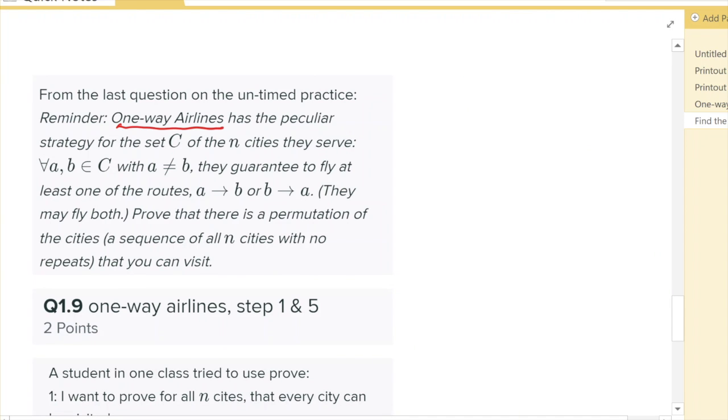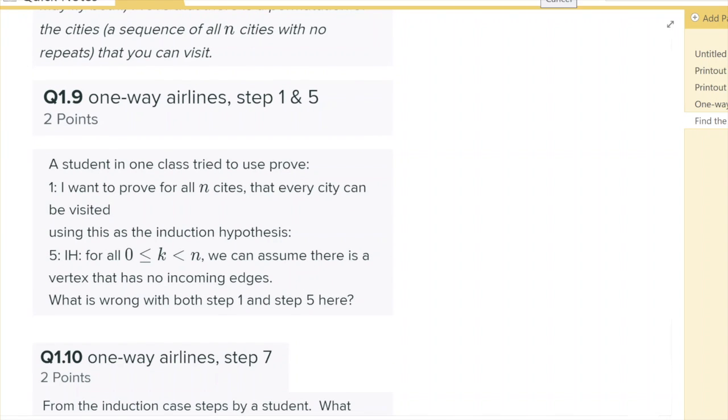The next two are one-way airlines. There are two videos introducing the problem and describing an induction proof for one-way airlines. A student in one class tried to prove that for all n cities, every city can be visited. And he tried to use this as the induction hypothesis. Well, we already have a problem here because it's not just cities, beyond the misspelling. We're given a map, a route map, that between any two pair of cities flies one direction or the other, possibly both. So we're given a one-way airlines map, not just given the cities.